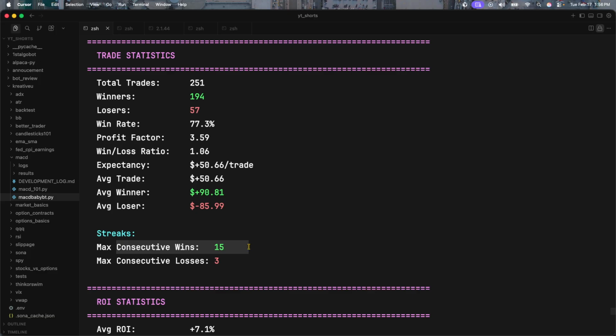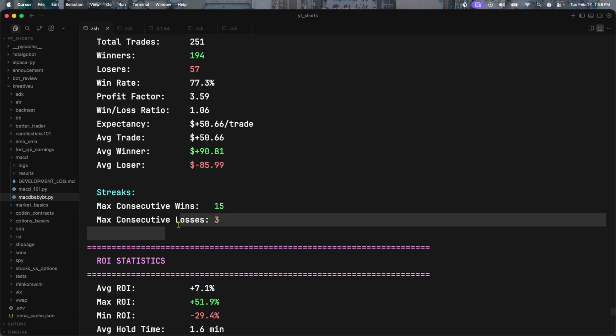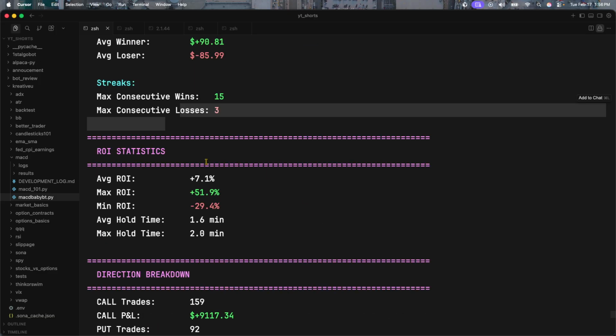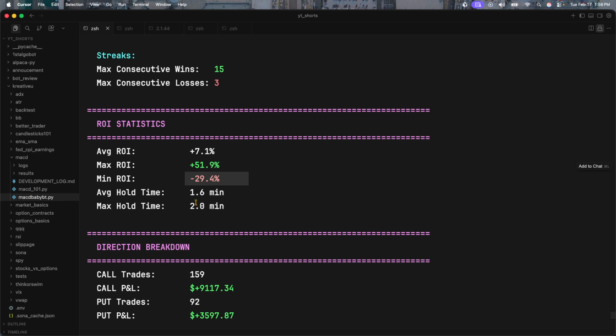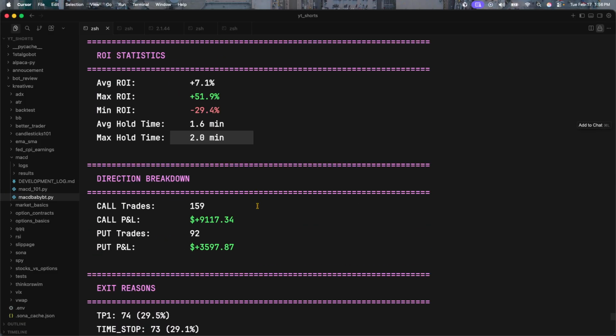Maximum consecutive wins was 15. Maximum consecutive losses was 3. ROI percentage, average ROI was 7.1%. Maximum ROI, we caught 51% at one point in time. And then we lost 29% at one time. Average hold time was 1.6 minutes. Maximum hold time is 2 minutes.